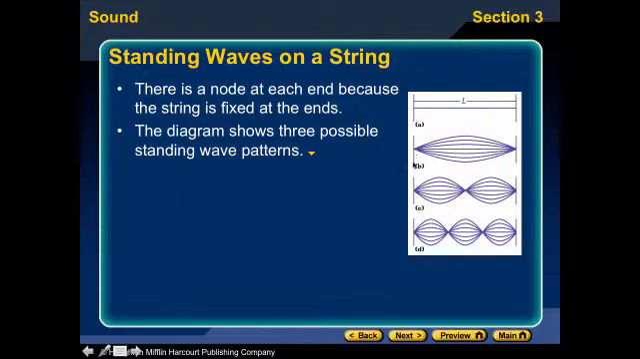The crest and the trough are overlapping at this point, so they cancel each other out. It's called a node. And these are antinodes, where the crest is overlapping with another crest, and the trough is with another trough, so it's at the highest amplitude. So here's a node, node, node, and there's two antinodes here.